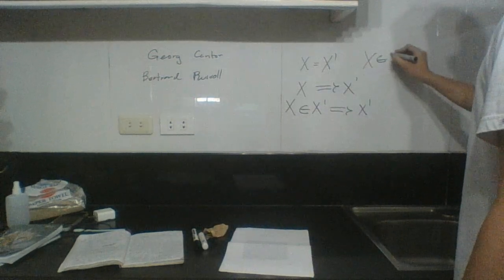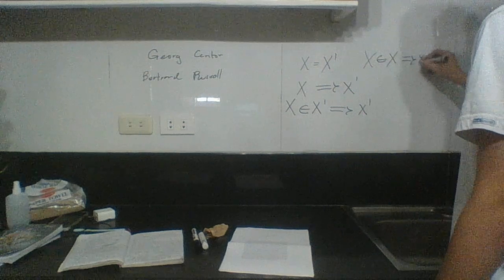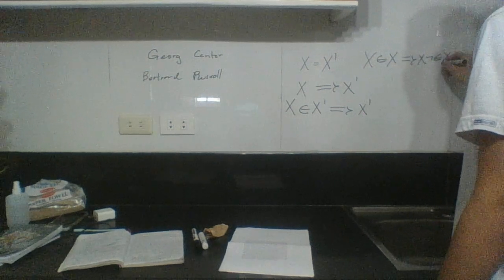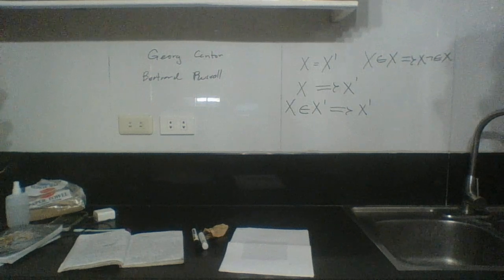So now we're saying x is an element of itself, or x prime, if and only if the elements of x are part of x prime. So now we're saying that x is an element of itself if and only if x is not an element of itself. And that's a paradox. So this is Russell's paradox, I believe.